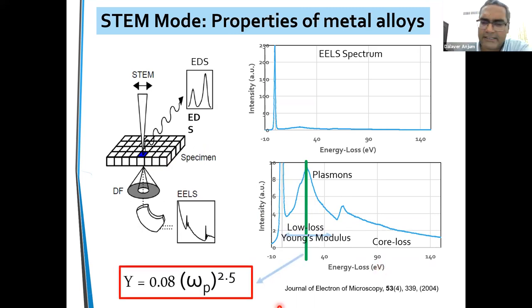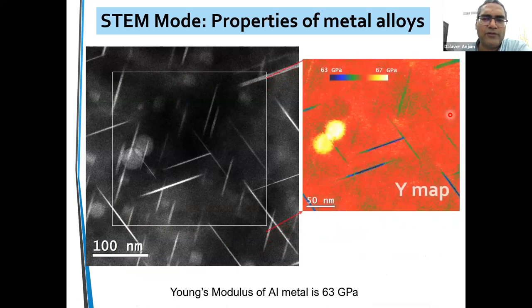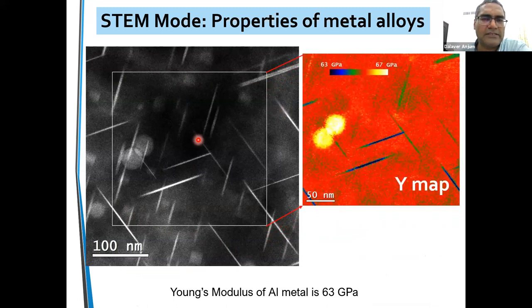There is a formula for it, and then we apply this. This is what we have been doing for the last 2-3 years in our group, trying to develop this technique further. And we have been able to make a Young's modulus map of this aluminum alloy that I was showing you. So we can see that in some precipitates, Young's modulus goes higher than the aluminum lattice, and in other cases, it gets less.